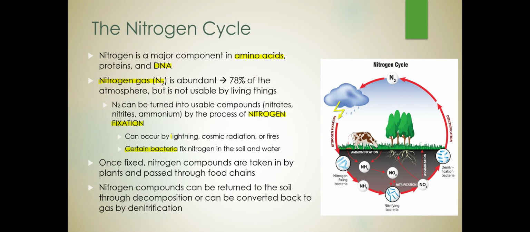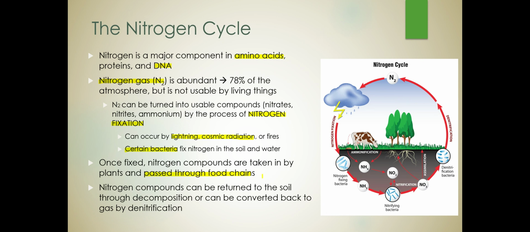It can also be accomplished in the atmosphere by things like lightning and cosmic radiation, or through fires. So the thing with nitrogen is we heavily rely on this fixation process. Now, once it's fixed, it's going to be in the soils. The plants take it in from the soils, and then from the plants, it can be passed through the food chains. So first it has to be fixed, then the plants assimilate it into their body of sorts, and then from there it can pass from organism to organism as we go through the food chains.